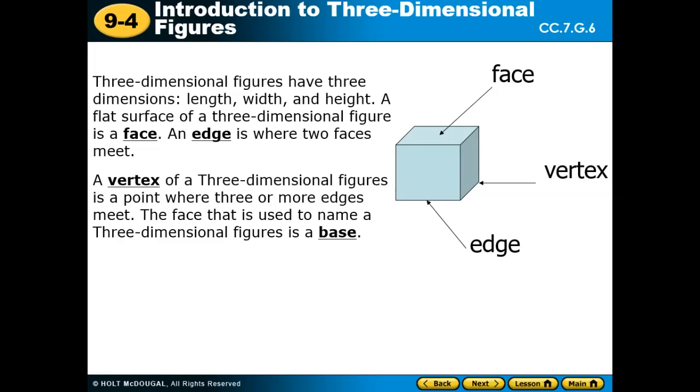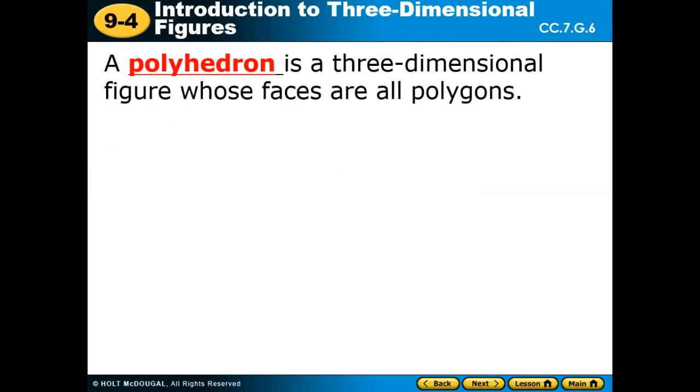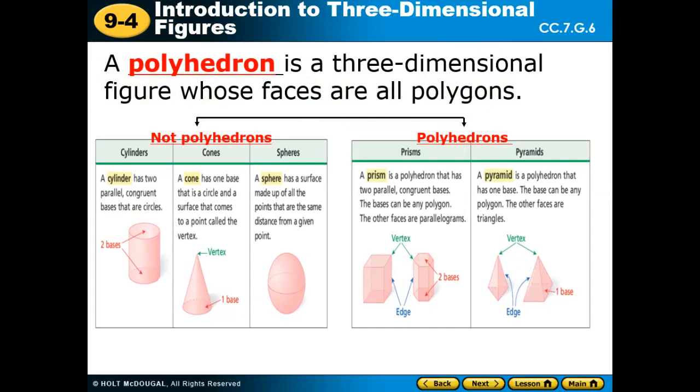Okay? Let's move on to learn what a polyhedron is. A polyhedron is a three-dimensional figure whose faces are all polygons. It means we have 2 types of 3D shapes. Some of them can be polyhedrons and others cannot be polyhedrons. It depends on what? It depends on the faces.